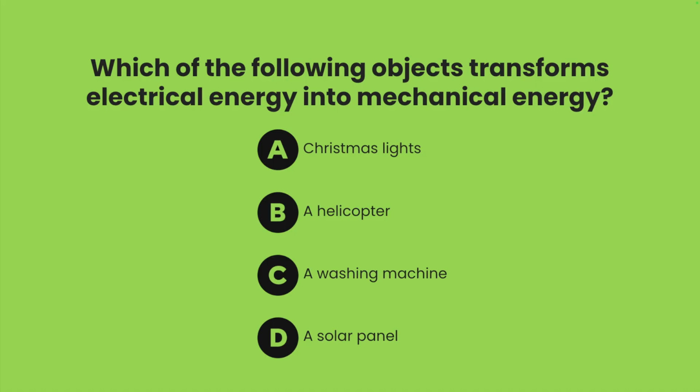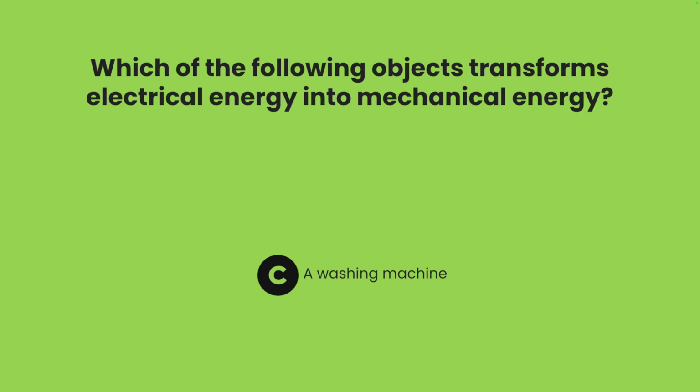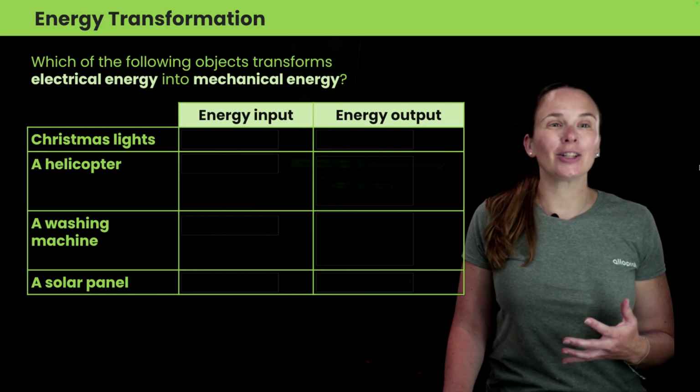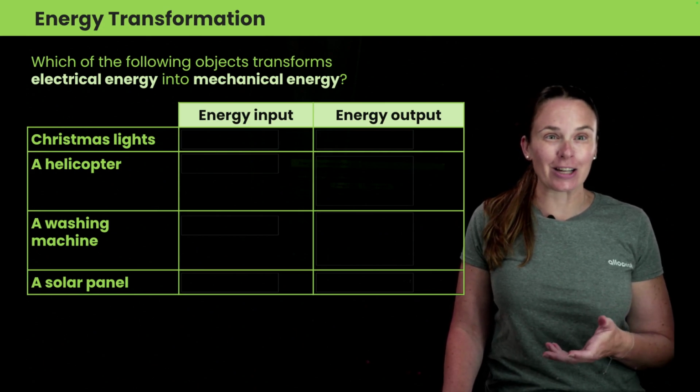Which of the following objects transforms electrical energy into mechanical energy? Is it A, Christmas lights, B, a helicopter, C, a washing machine, or D, a solar panel? The answer is C, a washing machine. So let's take a look at the inputs and outputs for each system.